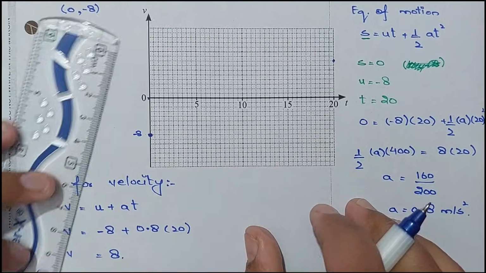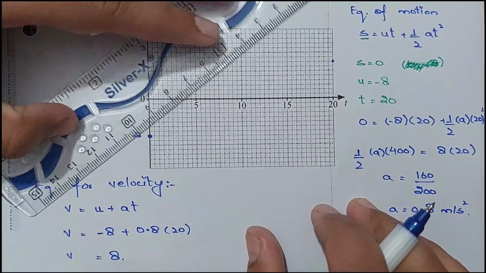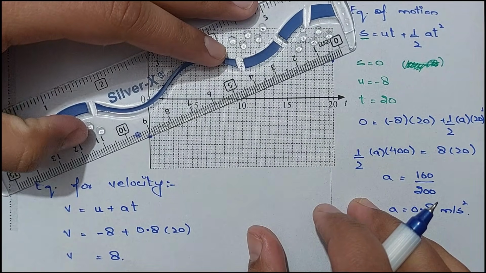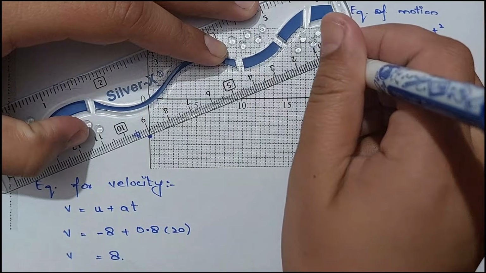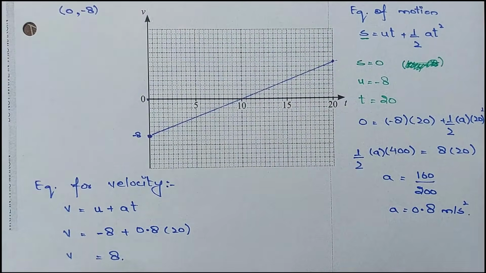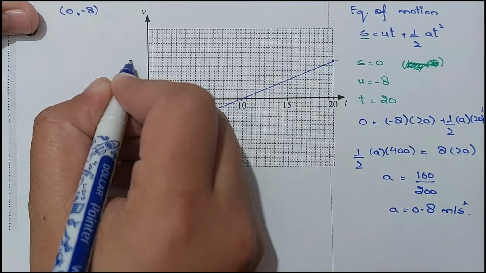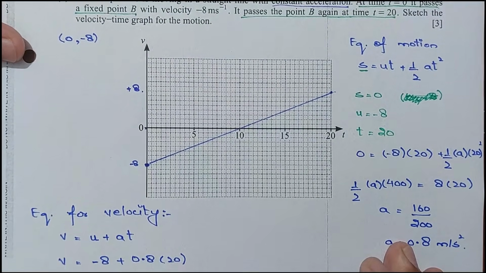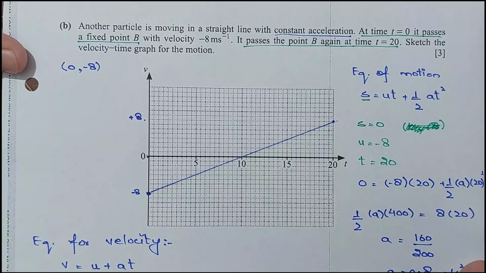So let me draw the straight line. All right. This point is negative 8. Oh, sorry, positive 8. All right. So let me explain this question one more time as well.